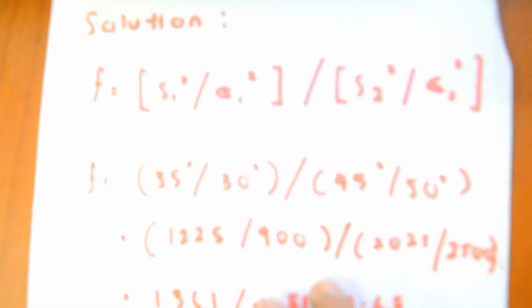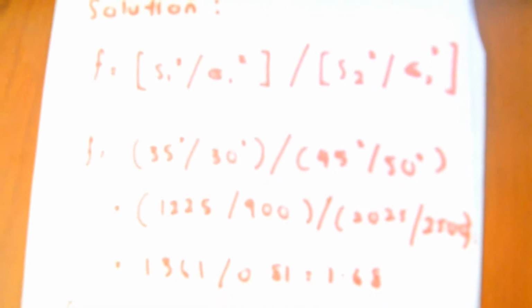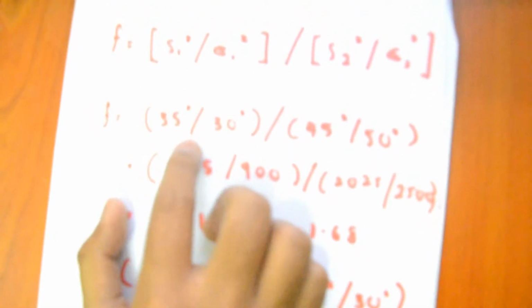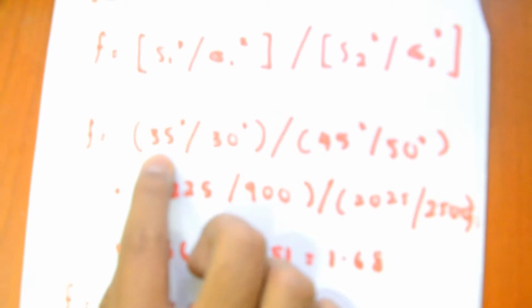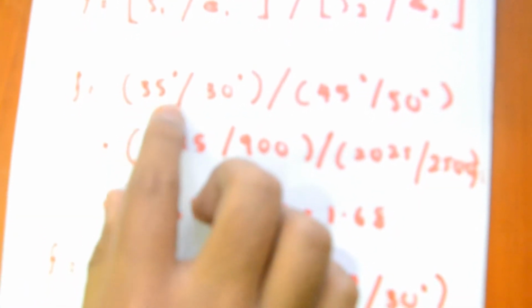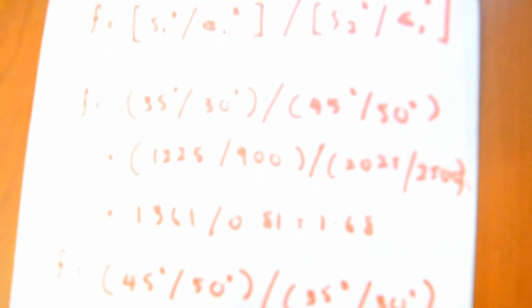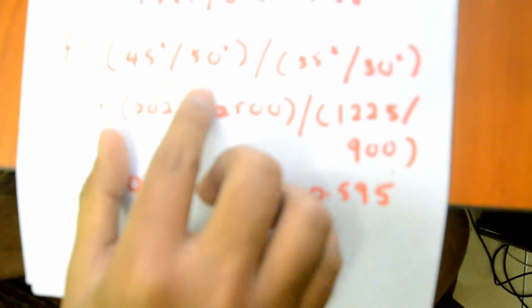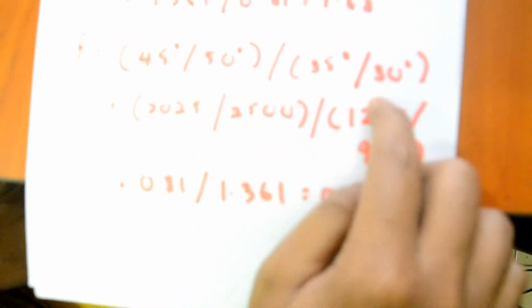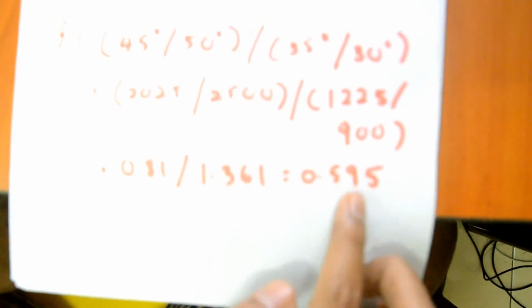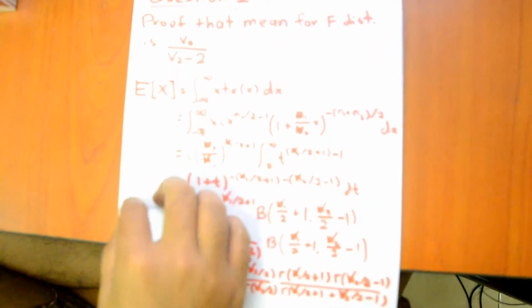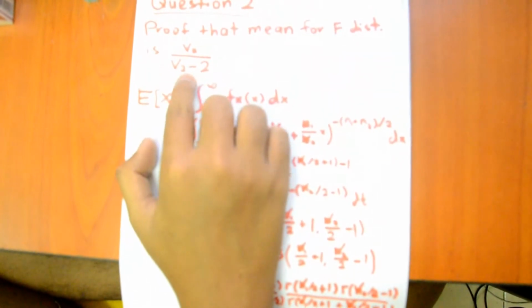As you can see from the equation, there are actually two ways to compute an F statistic from this data. If the women's data appear in the numerator, we can calculate the F statistic as this, where the women's data appear in the numerator: 35 squared over 30 squared, over 45 squared over 50 squared, and we get 1.68. On the other hand, if the men's data appear in the numerator, we can calculate the F statistic as follows, where 45 squared over 50 squared, over 35 squared over 30 squared, and we get 0.595.